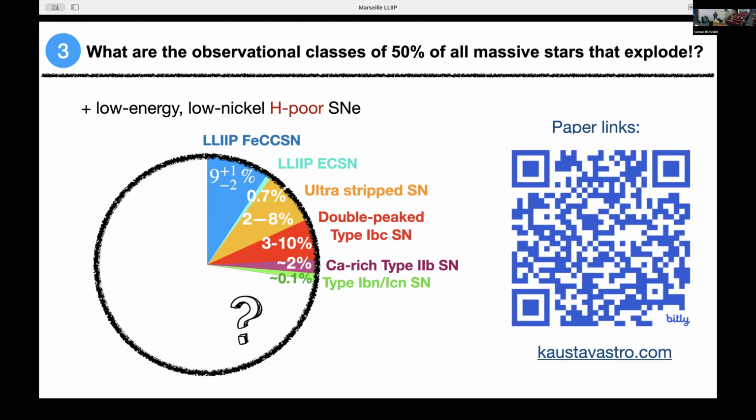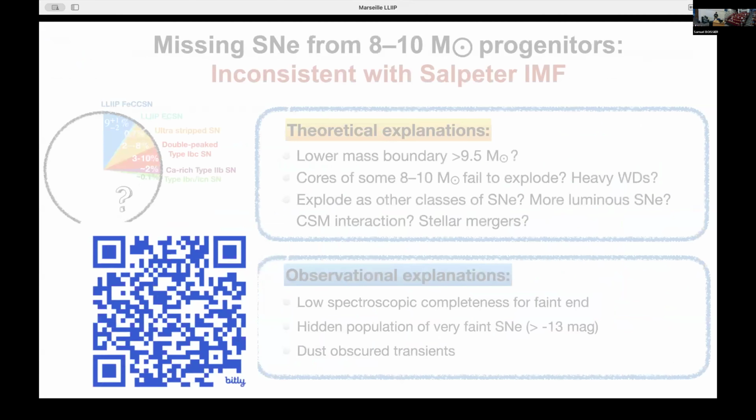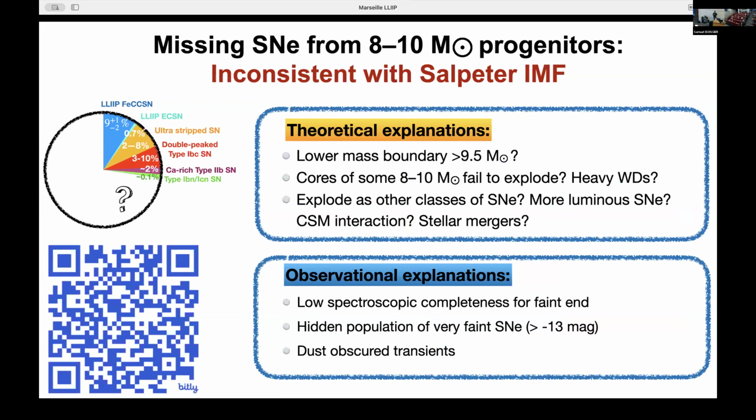Overall, we find that even if we sum up their rates, which is expected since hydrogen-poor supernovae are supposed to be a smaller subset compared to the hydrogen-rich supernovae, they cannot account for the fate of all these 8 to 12 solar mass progenitors. Some of the theoretical explanations could be that maybe the lower mass boundary is not actually 8 solar masses, maybe it's a bit higher, around 9.5 solar masses. It seems to be consistent with the energies that we get out of the nebular spectra from the line widths.